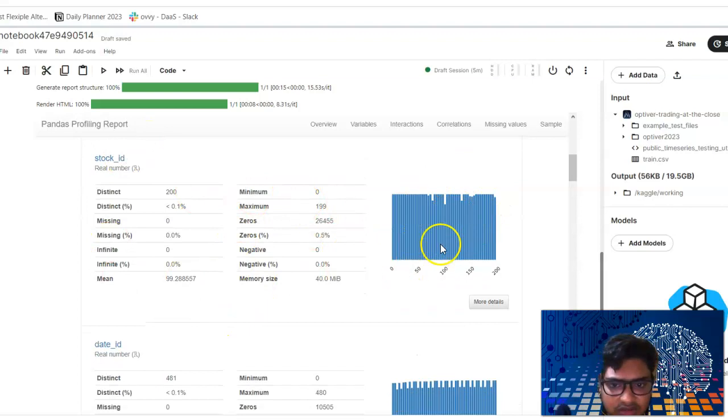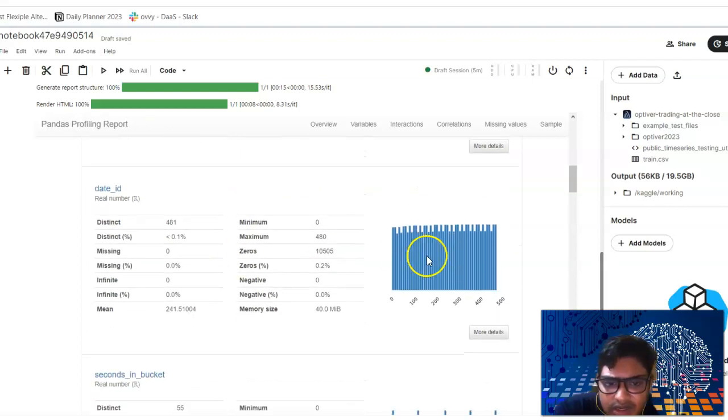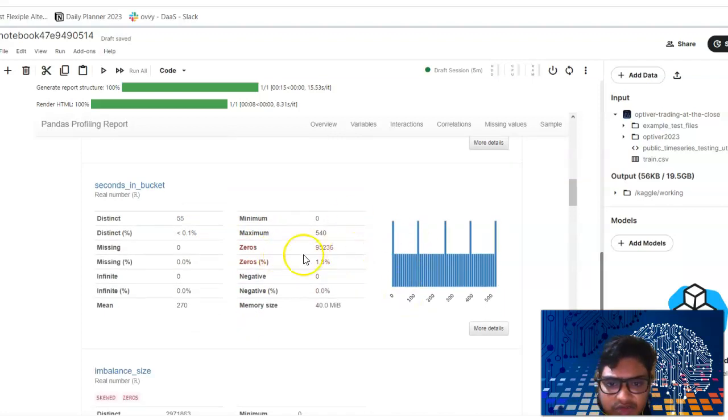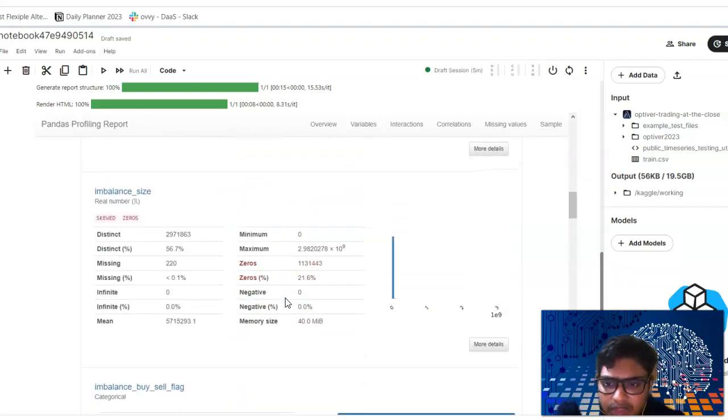As you can see, it is almost distinct. Date ID is also distinct. Seconds in bucket, there are some zeros in that. Okay. Imbalance size, you can see there are a lot of zeros.